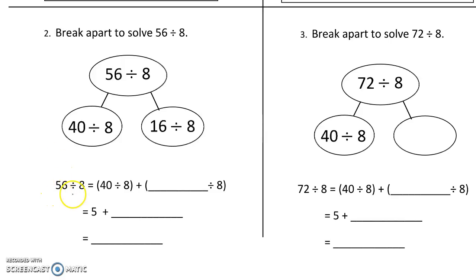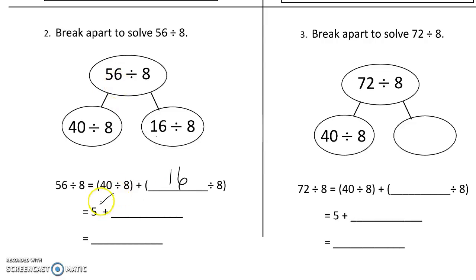So we write it down at the bottom. 56 divided by 8 is equal to 40 divided by 8 plus 16 divided by 8, that other part. Let's think about it. 40 plus 16 gives us the 56. Now we have to solve those little pieces.